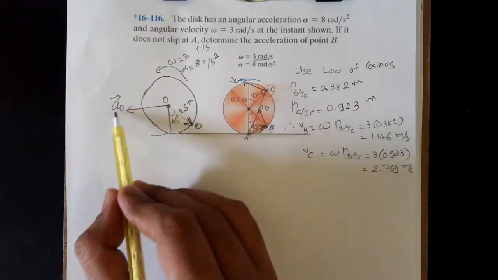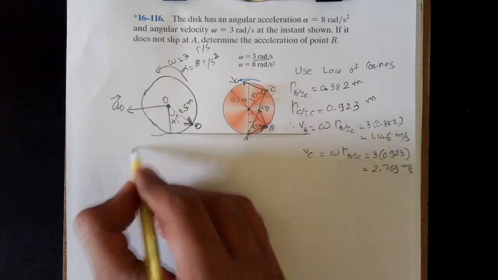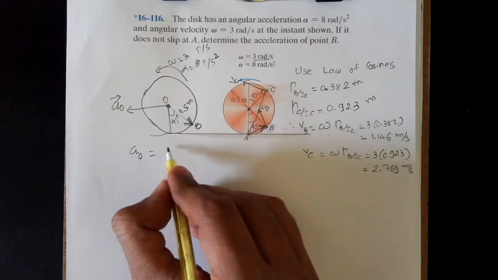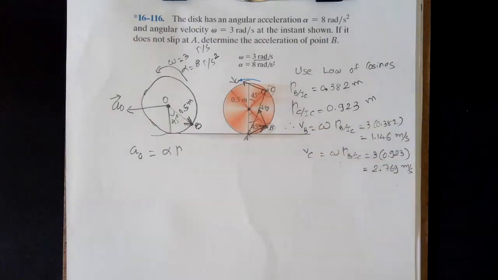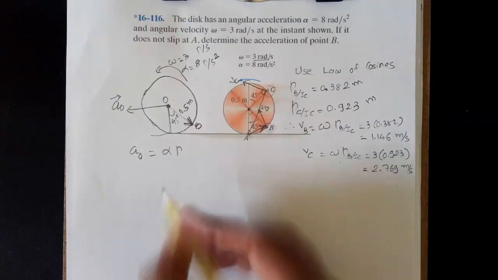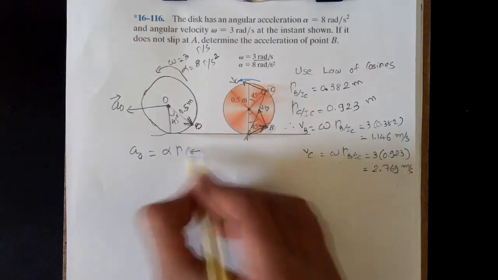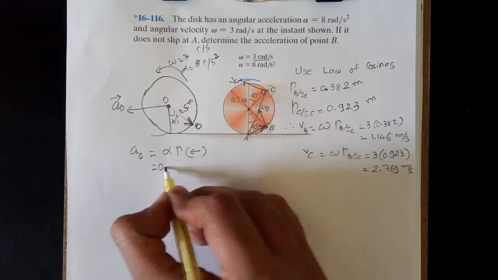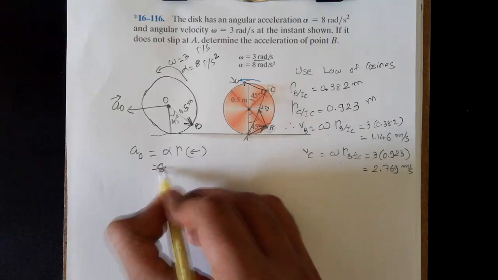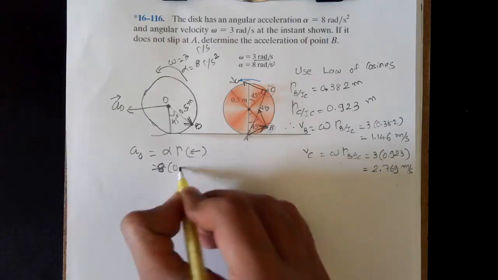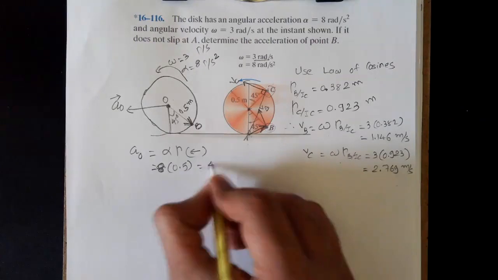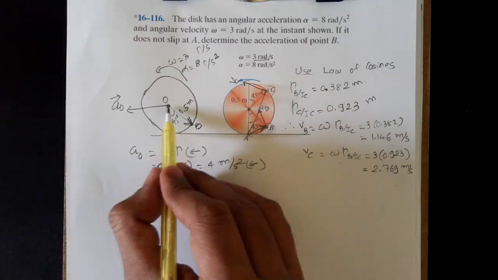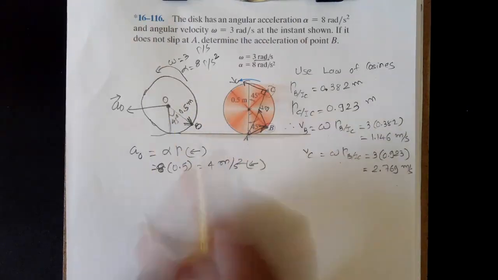However, first we need to calculate the acceleration of point O, the center. The magnitude of this acceleration is alpha multiplied by r, where r is the radius of the disk, and its direction is left. I'm just calculating the magnitude, so I'm using a scalar equation. Alpha is given as 8, multiplied by r, which is 0.5. So this is 4 meters per second square going left. This is the horizontal acceleration of point O.